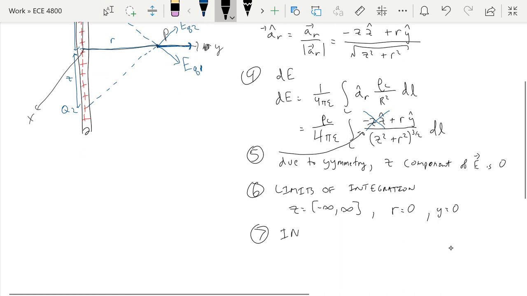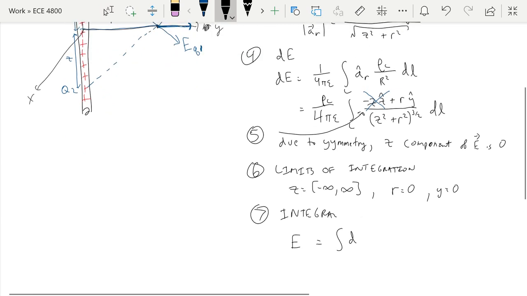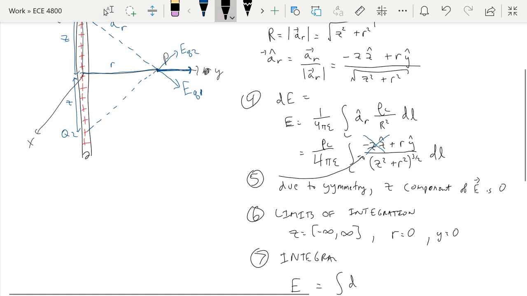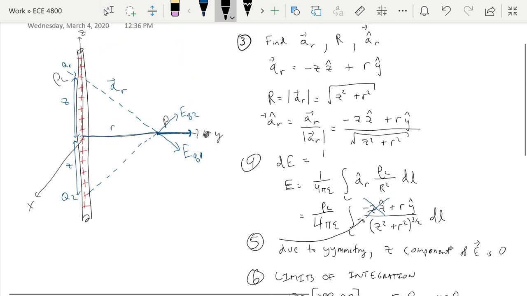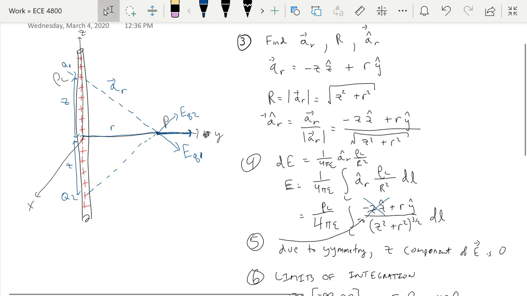So the last step is to perform the integral. So the electric field is equal to the integral of dE. Oh gosh, let me fix something here. This is actually the electric field. We set up the integral here. The dE is just whatever is inside, 1 over 4 pi epsilon a sub r hat times rho L over r squared. That's just a restatement of what we have. I didn't bother writing that down, so I went immediately to the electric field equation, with the integral.